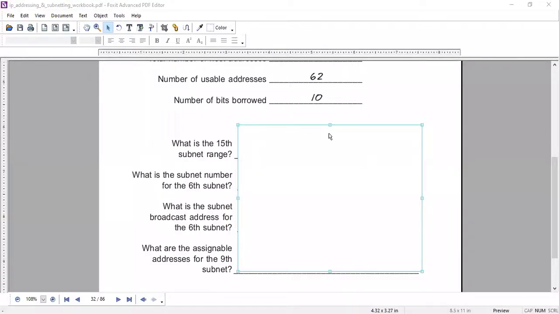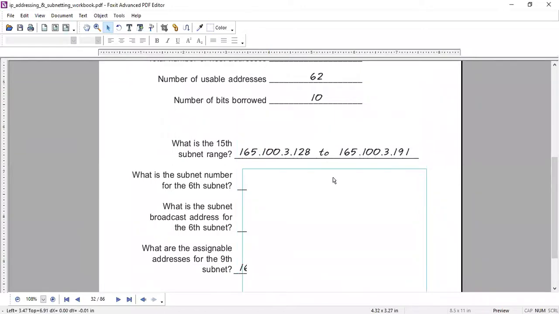Check your answers. The 15th one: 165.100.3.128 to 165.100.3.191. So for 15, in decimal value you have to find 14. Create the 14 with those 10 bits. Then the rest can be either zeros or ones. The zeros mean the first value, ones mean the last value. Is that correct?